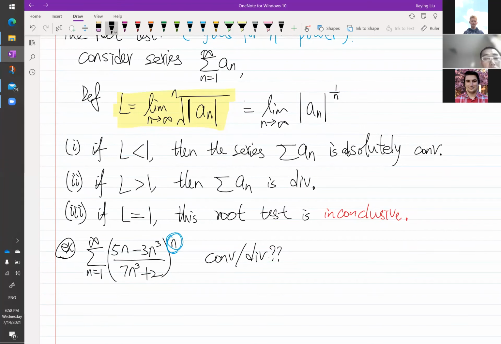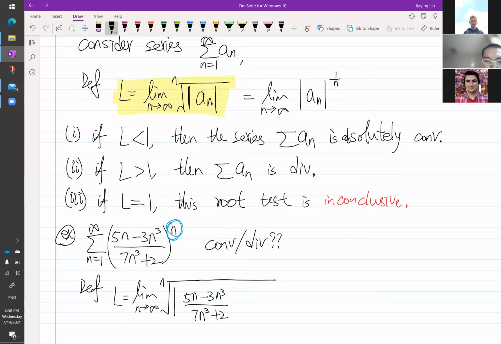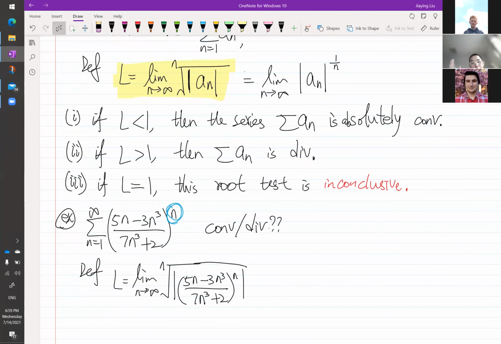So I'm going to apply this test. I'm going to define L, just like the definition says. So define L equals the limit as n goes to infinity of the nth root of the absolute value of a_n. And the a_n in this part is (5n minus 3n cubed divided by 7n cubed plus 2) raised to the n, absolute value. It's literally just taking a_n, adding the absolute value sign, and then adding the nth root.